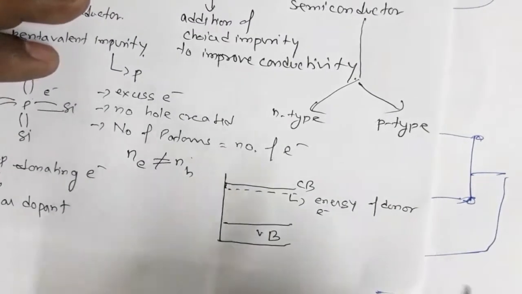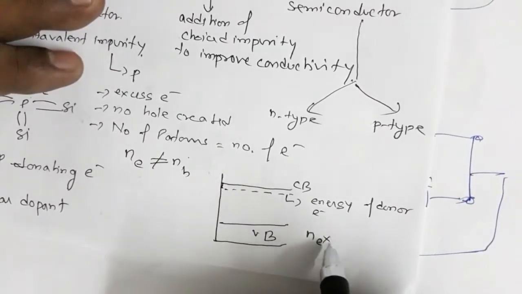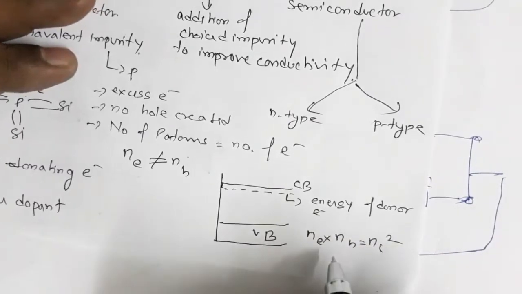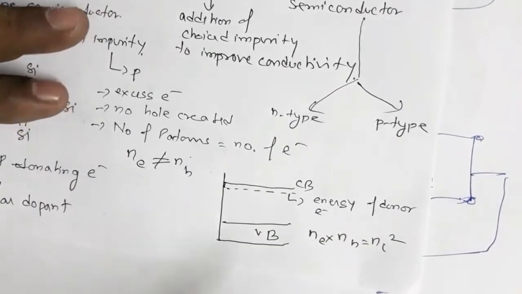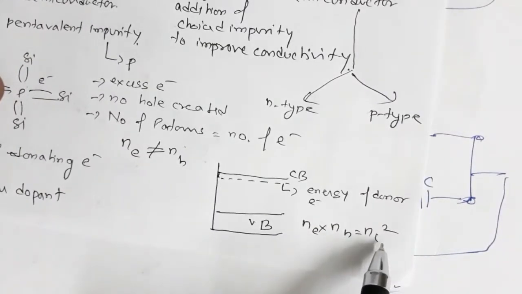Now already we know that Ne into Nh is equal to Ni square. The number of electrons per unit volume multiplied by the number of holes per unit volume is equal to the square of the intrinsic charge carriers per unit volume. This term is constant.